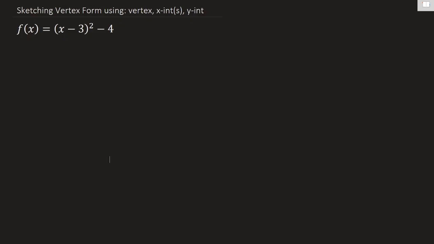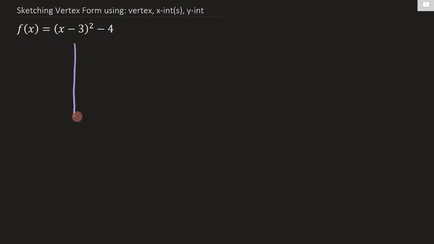In this video, I'm going to show you how to sketch quadratics in vertex form using just the vertex and your intercepts. So first up, we're going to need to figure out how to get the vertex from a function in this form. This form, by the way, is called vertex form. Vertex form is when you've got some plus or minus stuff in your brackets with your x that you're squaring, and then some plus or minus stuff on the end, roughly speaking.